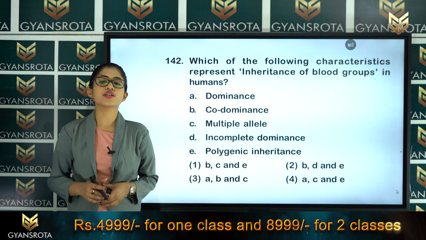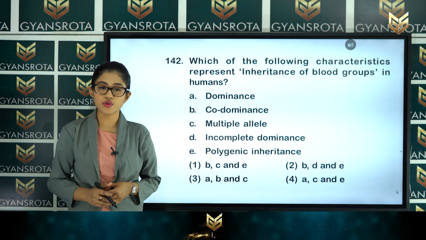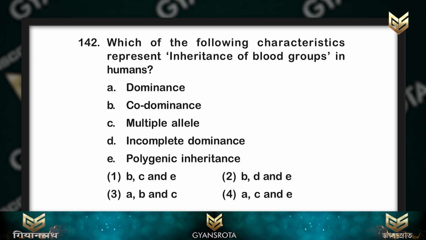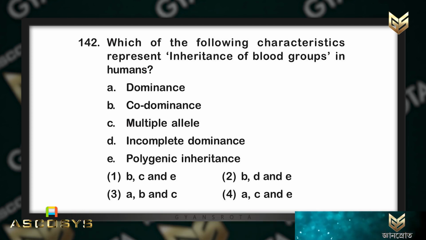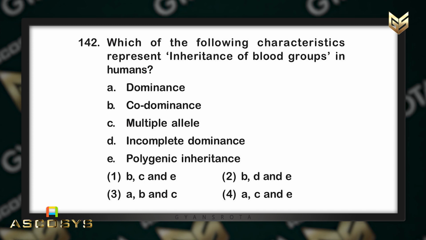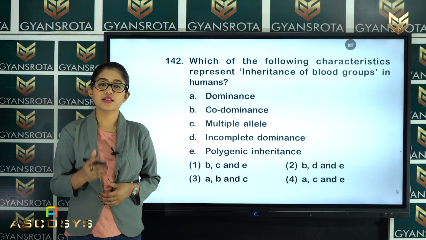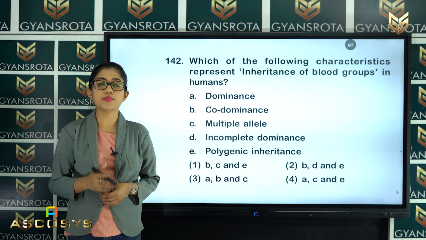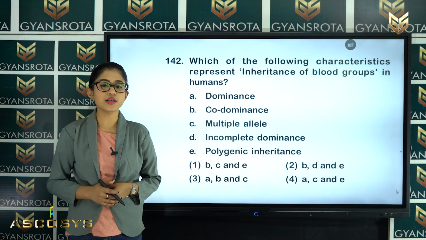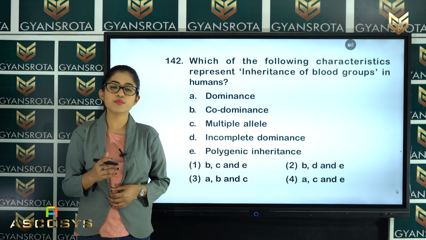In the next question, question number 142, as you can see here, which of the following characteristics represent inheritance of blood groups in humans? Dominance, codominance, multiple alleles, incomplete dominance or polygenic inheritance. So, we have discussed the human blood group in the chapter Principles of Inheritance and Variation from the unit Human Genetics. I hope you have remembered that part. So, which is common to the human blood group?